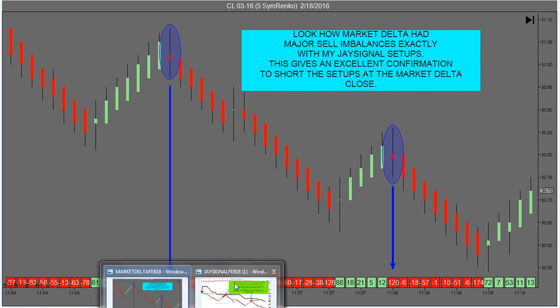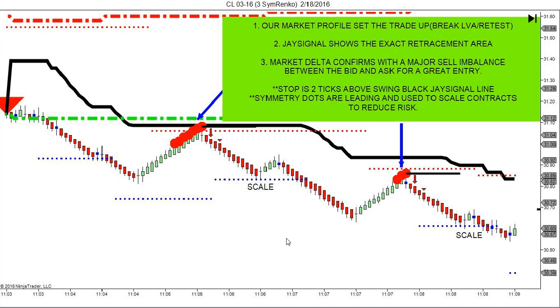Let's go back to J signal real quick. How do you get out? You're like, Jay, that's awesome. I mean, listen, you're giving the exact bar to get into with a market imbalance. You're looking inside the market between the bid and the ask. That's excellent. I mean, that's just phenomenal. But how do you get out?